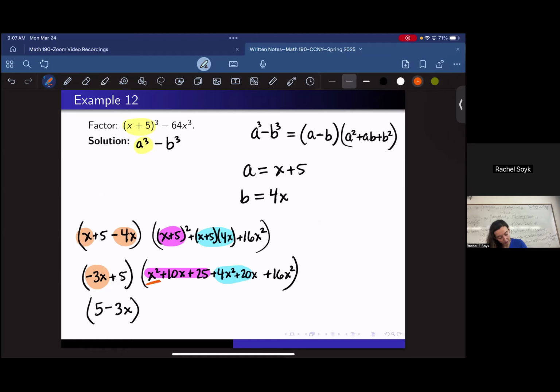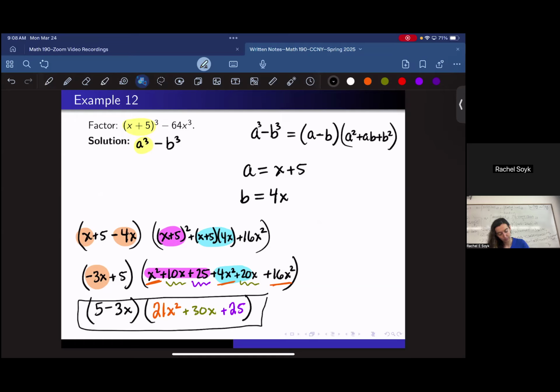And then we have an x squared, a 4x squared, and a 16x squared, which ends up with 21x squared. Then we have a 10x and a 20x, which gives us a plus 30x. And then we have our constant, which is a plus 25. Done. Questions at all?